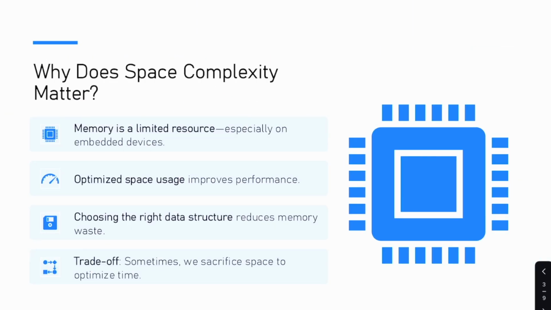So let's see why space complexity matters. Why do we even care about space complexity? The first point is that memory is a limited resource. Just now I told you about the RAM. Every program runs on a device with limited RAM. RAM comes in 4 GB, 8 GB, 32 GB, 64 GB. You can add more RAM.